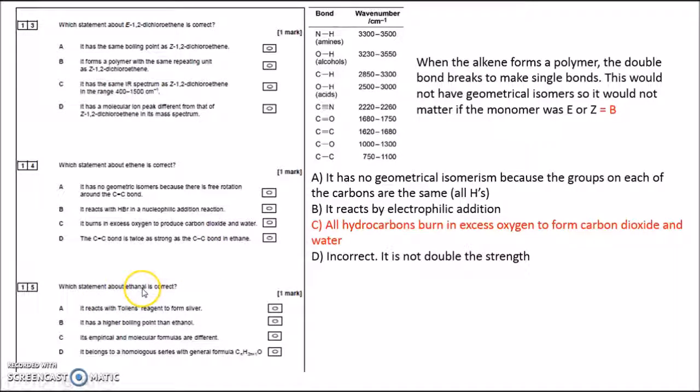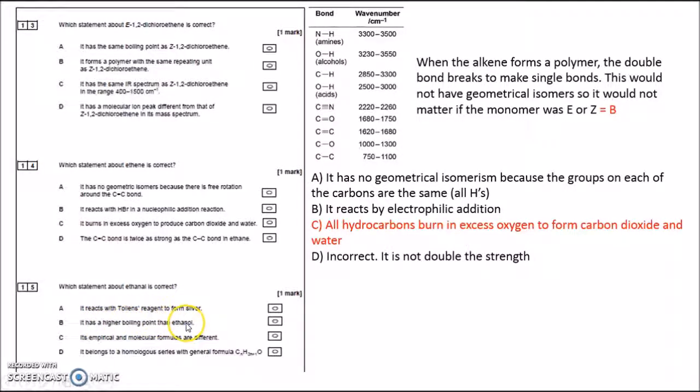Which statement about ethanal is correct? So ethanal is an aldehyde, CH3CHO. It reacts with Tollens reagent to form silver. Well, that's true straight away. An aldehyde does react with Tollens reagent to form a silver mirror. It would also react with Fehling's solution to form a brick red precipitate.